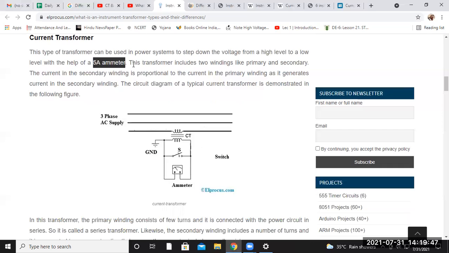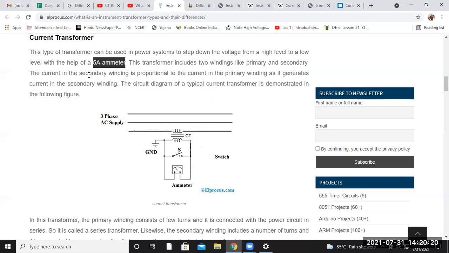So this transformer includes two windings, primary and secondary, just like your normal transformer, or you can say higher voltage or lower voltage side. This current transformer is also having two windings. One is named the primary winding, and the second one is called the secondary winding. The current in the secondary winding is proportional to the current in the primary winding.